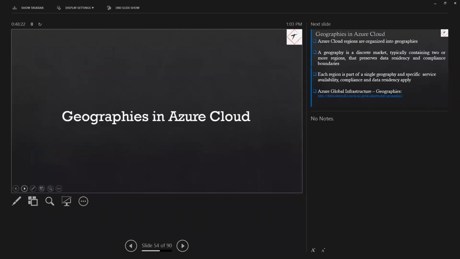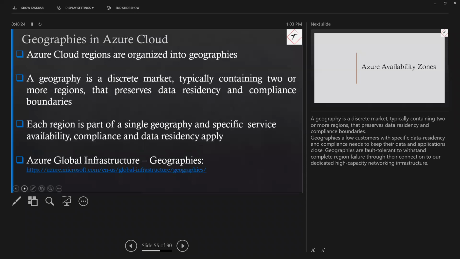Right. So moving on. What is a geography? A geography is a discrete market, typically containing two or more Azure regions, that preserves data residency and compliance boundaries. Geographies allow customers with specific data residency and compliance needs to keep their data and applications close. Geographies are fault tolerant, able to withstand complete region failure through their connection to dedicated high-capacity network infrastructure.